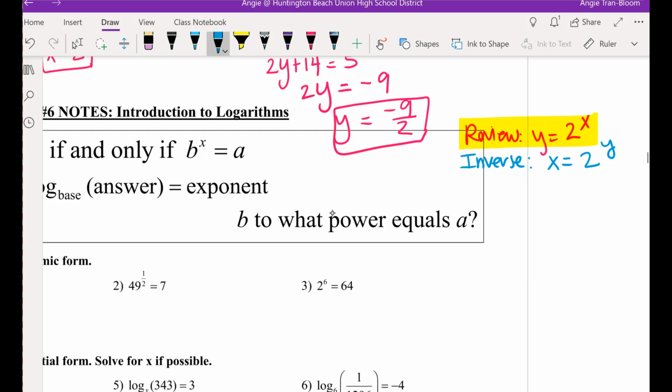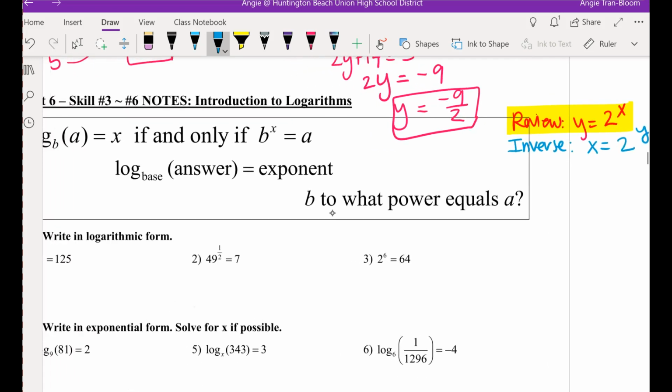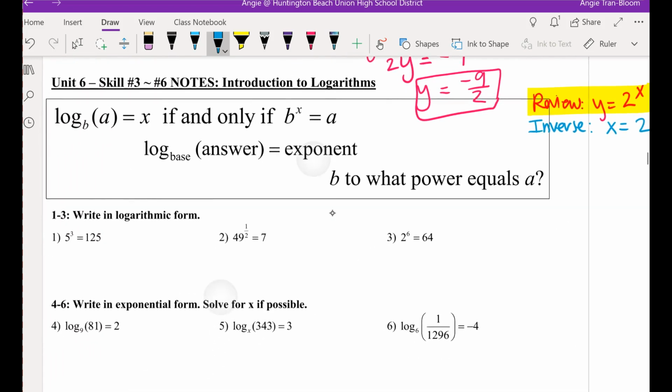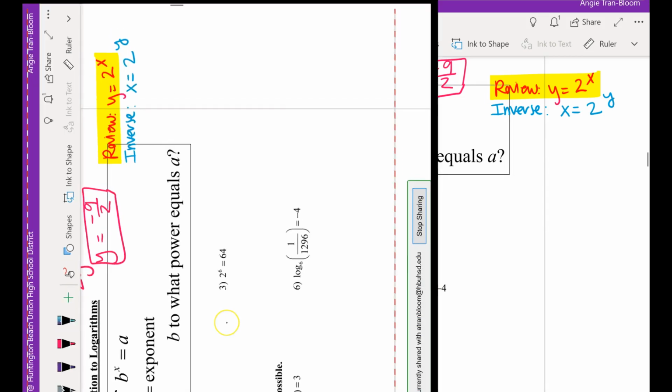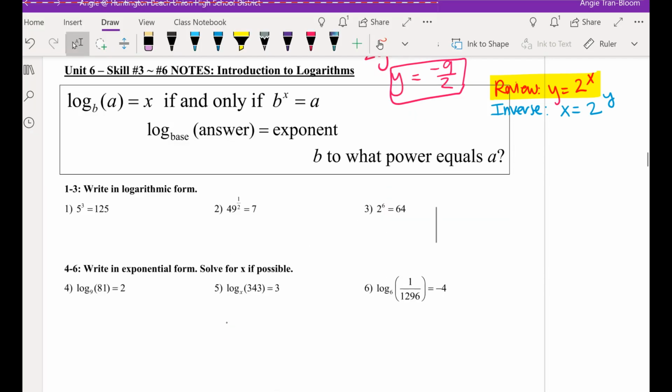Okay. So let me tell you guys about log. We use log to rewrite exponentials at times. Because sometimes an exponential is so difficult to solve, we use log to solve for our variable. Okay? So log and exponential can be rewritten back and forth and are still equivalent. So that's why this is the first one.